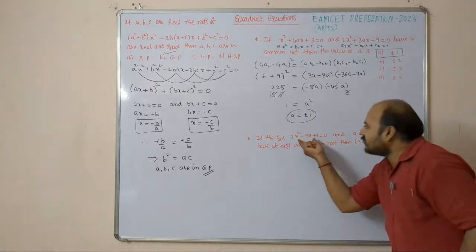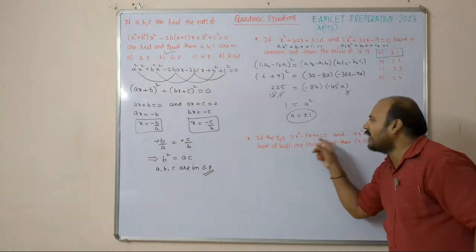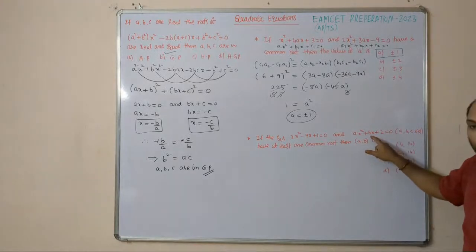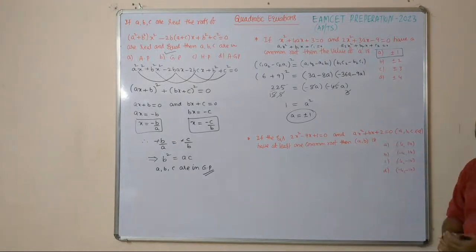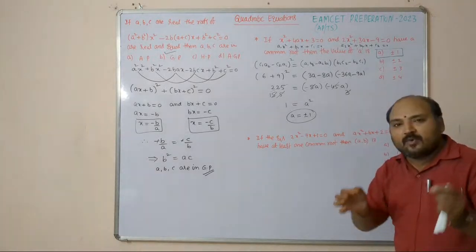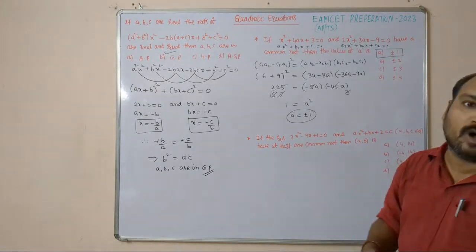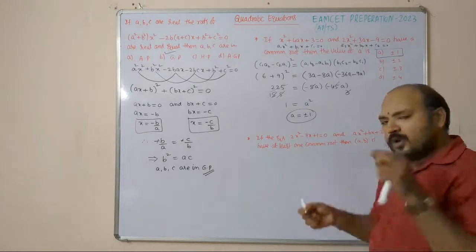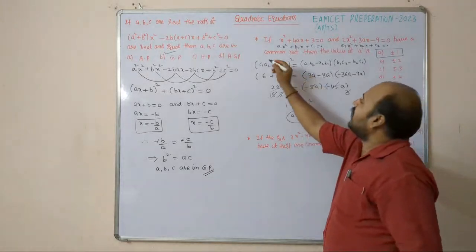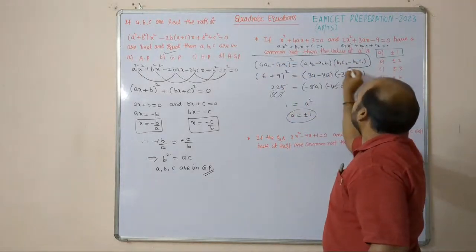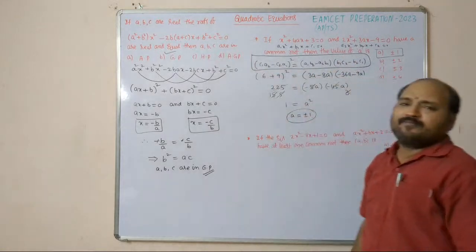So in this quadratic equation, there is no unknown value. But here the unknown values are there, a and b. So both the equations have at least one common root, meaning either one common root or two common roots. And here is one important property, other than the common root formula.